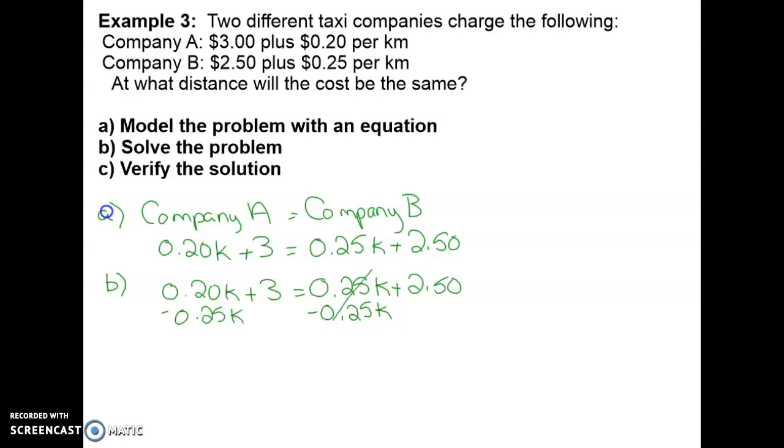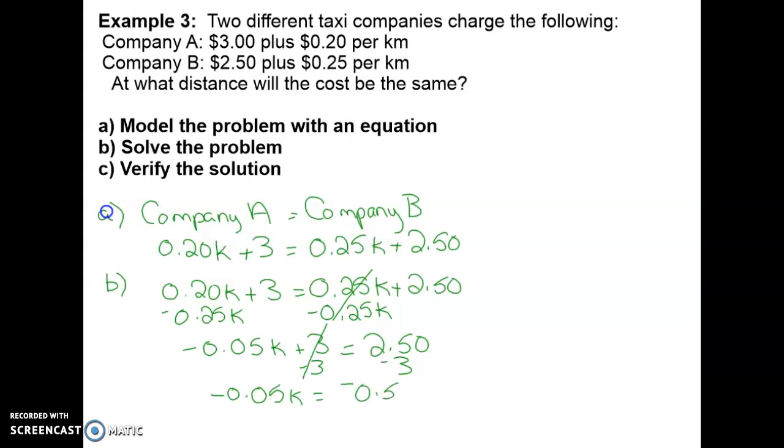That's going to make a zero pair. I get negative 0.05k plus 3 equals 2.50. I'm going to take 3 away from each side to make that a zero pair. Negative 0.05k equals negative 0.5.